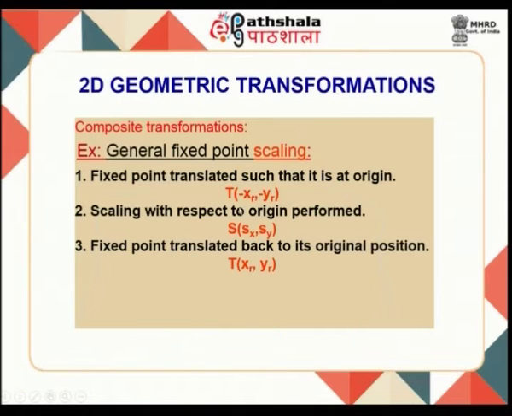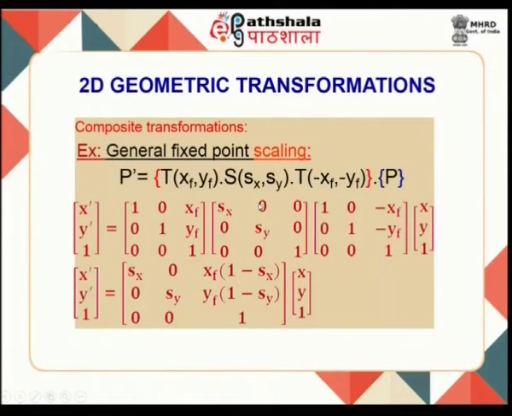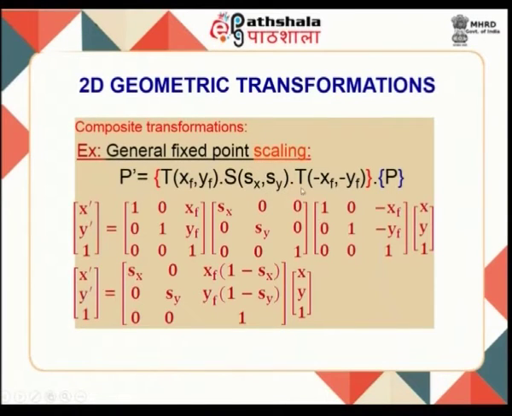If we write equations, that is the notation for this: the first step is T(-x_r, -y_r), the second step is scaling S(s_x, s_y), the third step is T(x_r, y_r). That is our x_f, y_f, or x_r, y_r; both mean the same here, it is just notation. So you can correct this as x_f and y_f, just for a change from rotation. The final equation for general fixed point scaling is given by P' = T(x_f, y_f) multiplied with scaling S(s_x, s_y) multiplied with translation T(-x_f, -y_f).